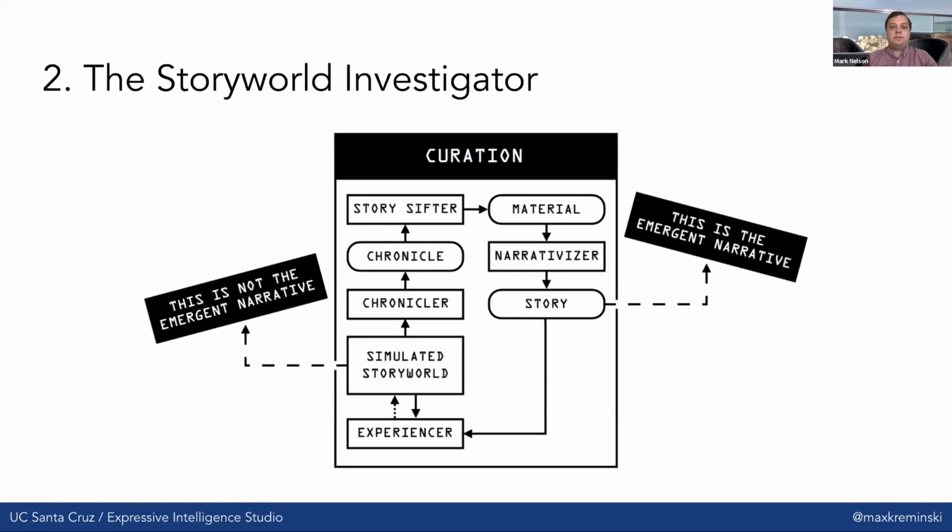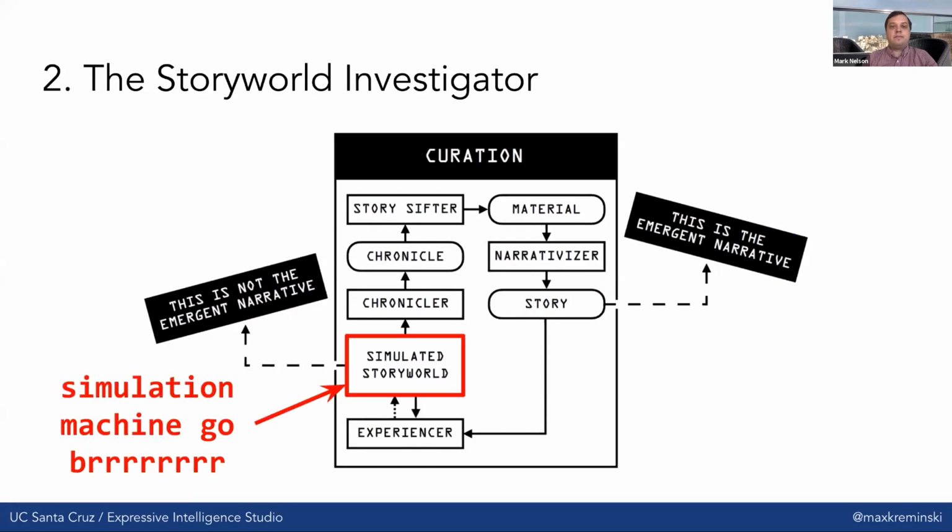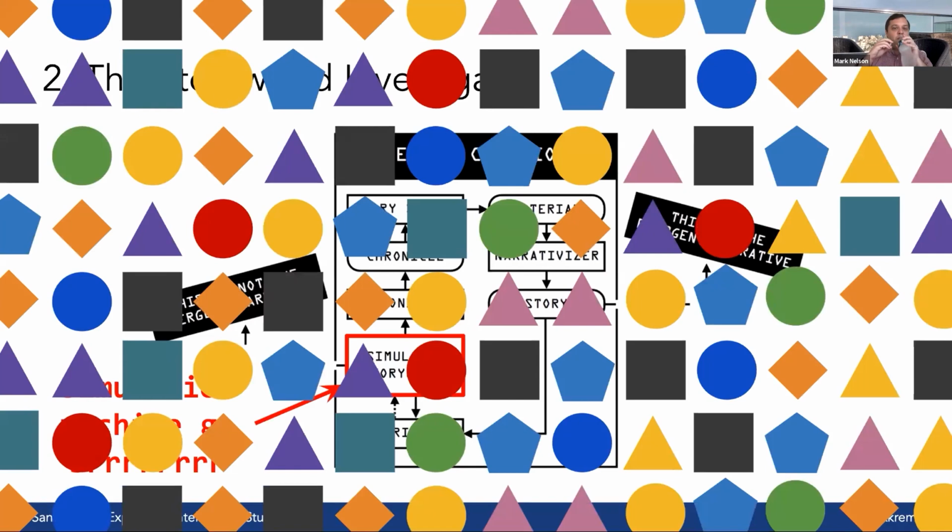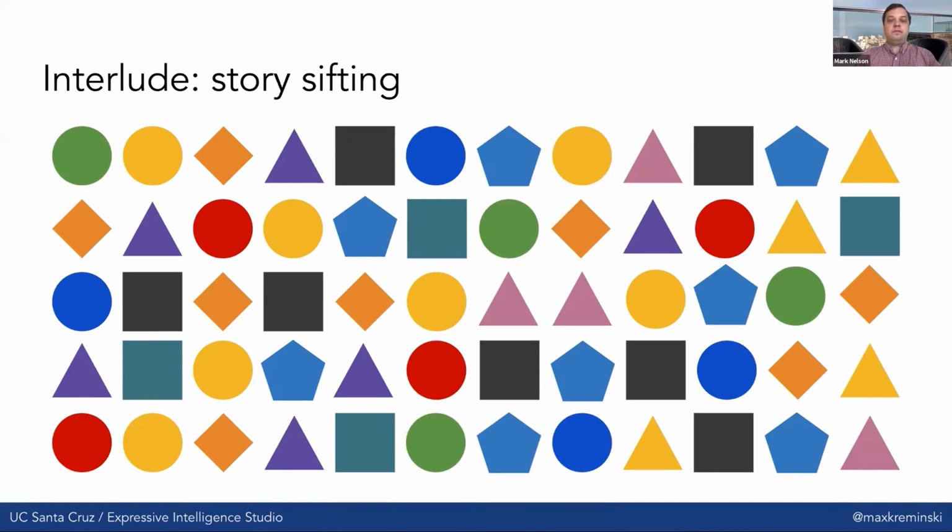Number two, the Story World Investigator is a tool for figuring out what's going on in these complicated simulated story worlds where there's so much going on all the time. The idea here is that basically you run a simulation machine, the simulation machine goes burr, it produces a whole bunch of events, and then the total number of events that it produces tends to be overwhelming. And so what you need is this process of story sifting to parse it down.